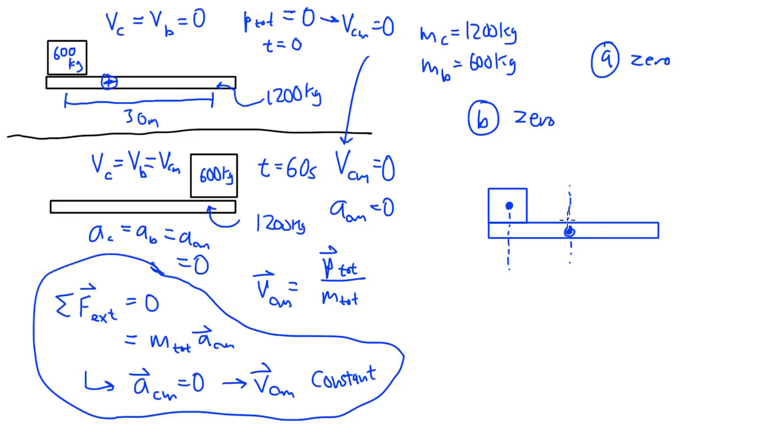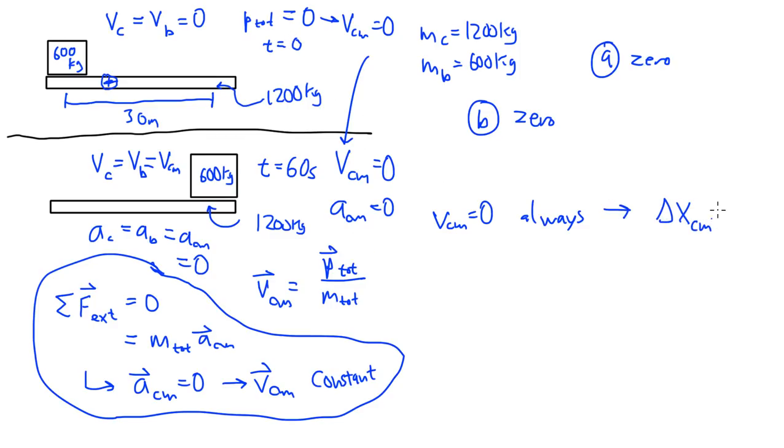What's a better way to show this? I'm going to start from the fact that the center of mass of the system does not get displaced. So the center of mass of the system always has 0 velocity. The velocity of the center of mass is constant, equal to 0 always throughout this whole thing, which means that over any stretch of time, including from t equals 0 to t equals 60 seconds, the change in position of the center of mass is 0.